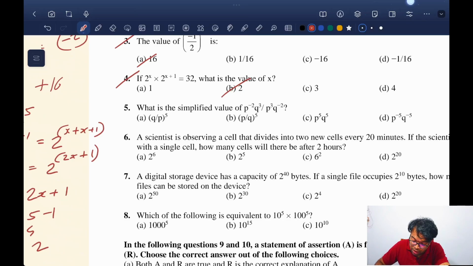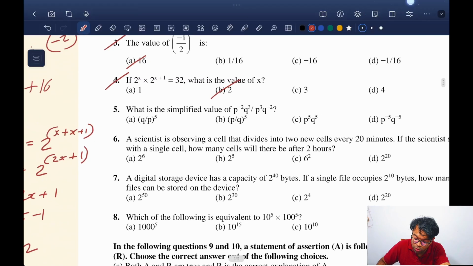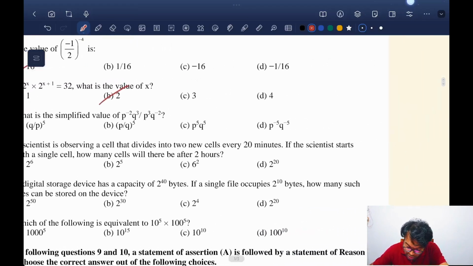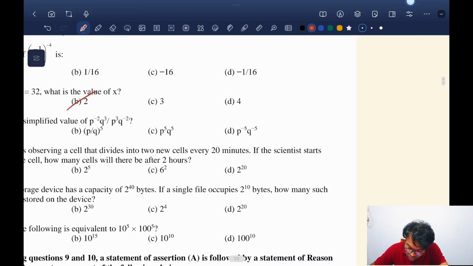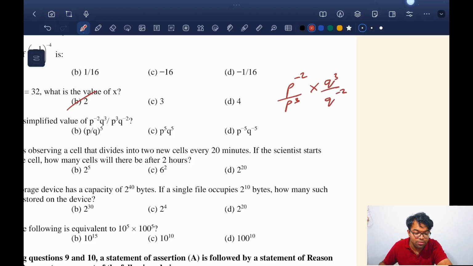What is the simplified value of p to the power minus 2 q to the power of 3 upon p to the power 3 into q to the power minus 2? इसको हम लोग कैसे लिखते हैं? देखते हैं। देखो सबसे पहले मैंने हमेशा बोला है सेग्रीगेट करके रखो। p to the power minus 2 upon p to the power of 3 multiplied by q to the power 3 upon q to the power minus 2. Have I asked you to write it like this? Always ऐसे ही लिखने के लिए बोला है ना? तो अब क्या हो जाएगा?